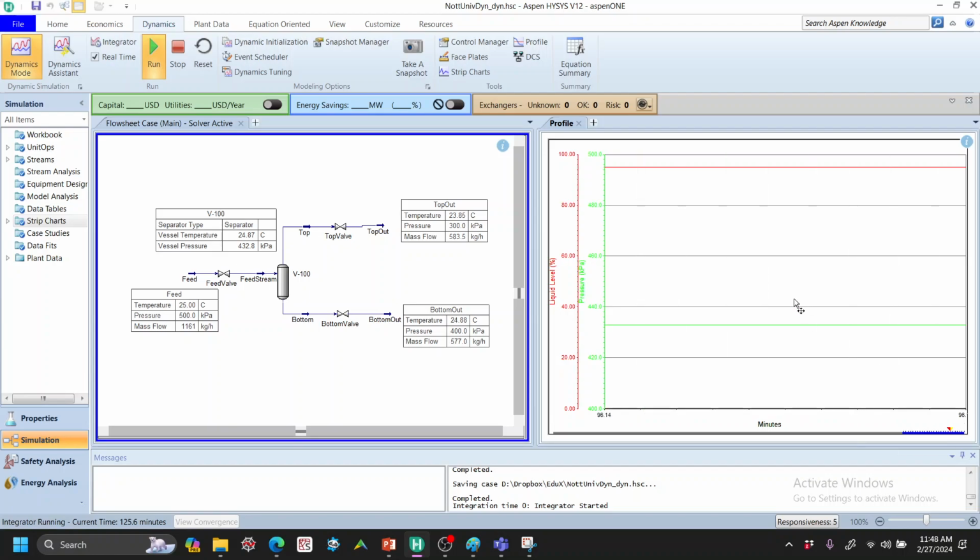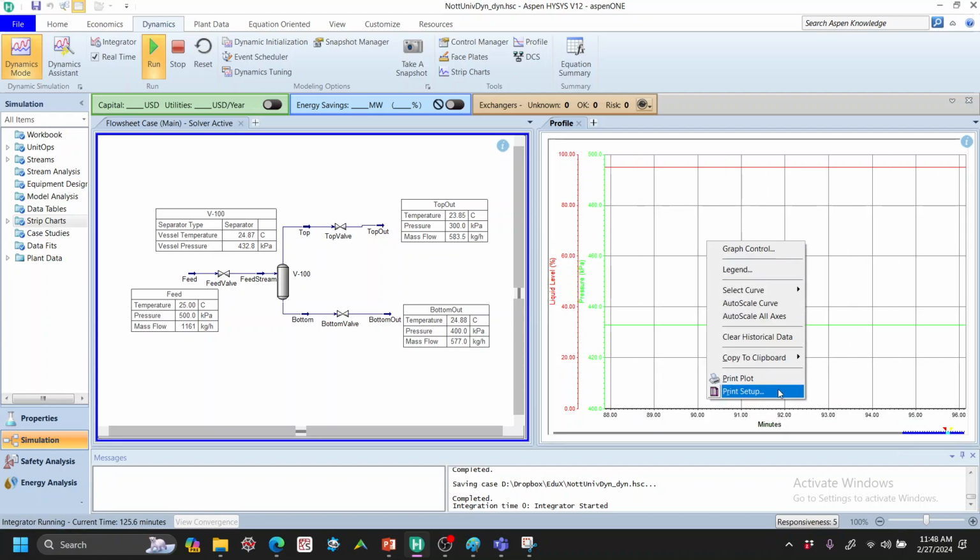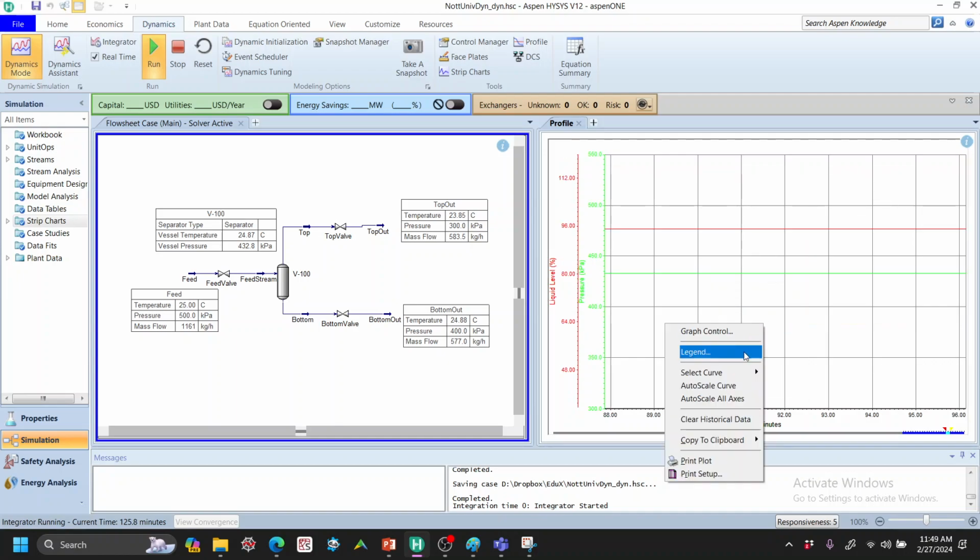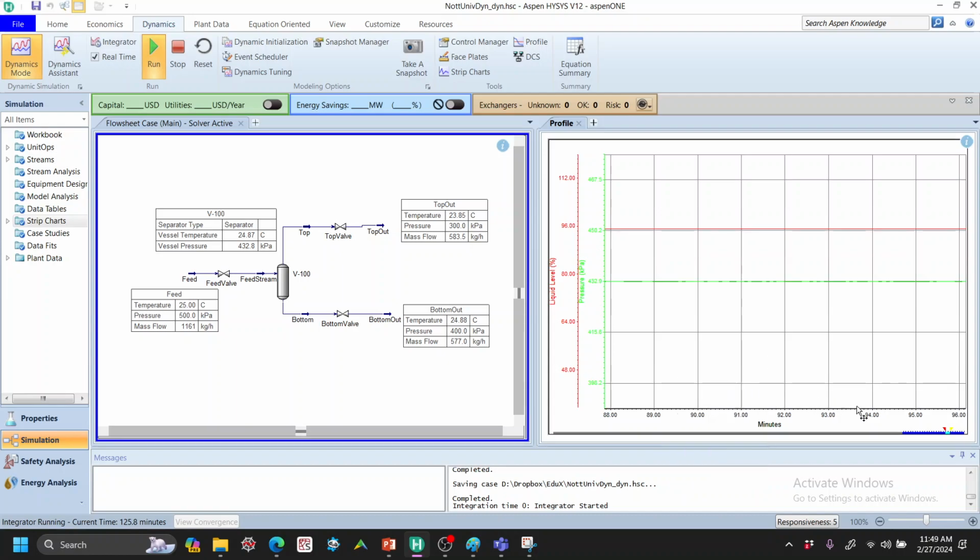Yeah, well, anyway, I think you can pull to scale or axis. Okay.